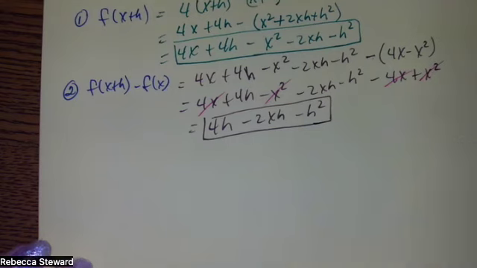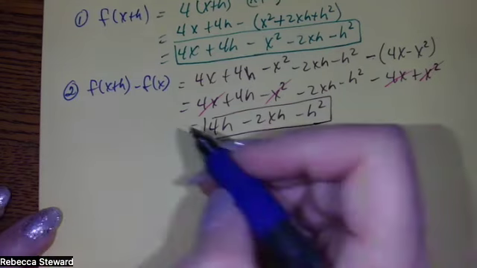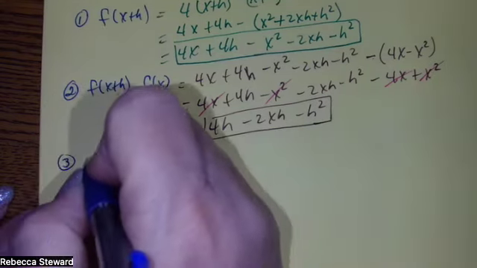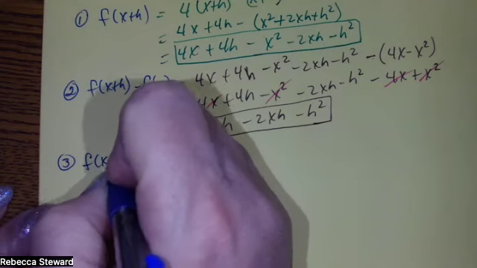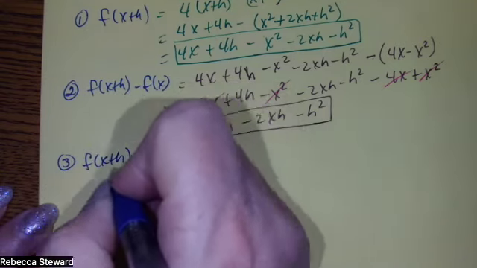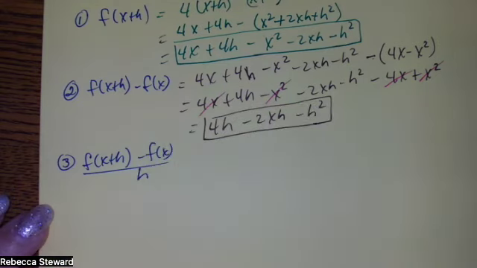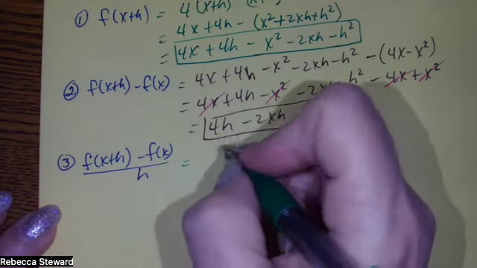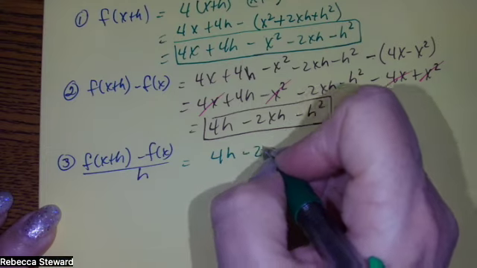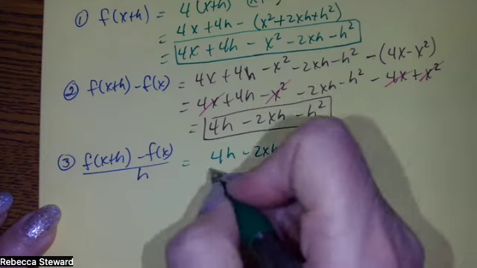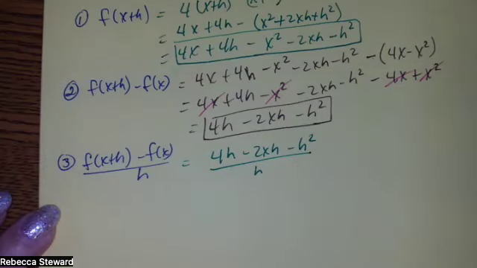And then we have another step to put that all over h. So we have f of x plus h minus f of x all over h. So that's going to be our 4h minus 2xh minus h squared all over h. Now what we need to do is factor out an h again.